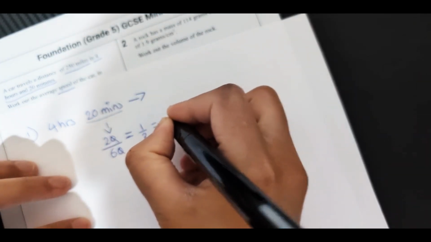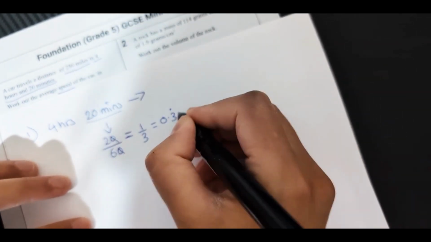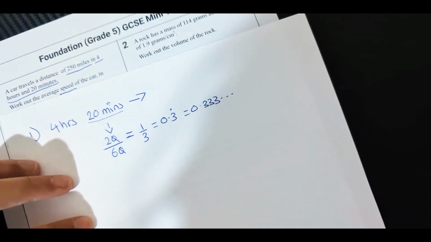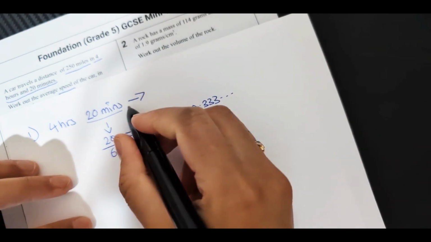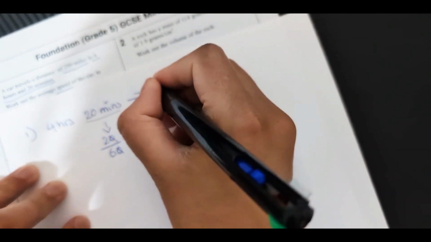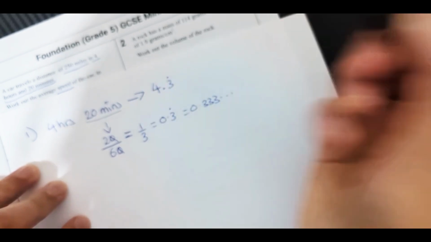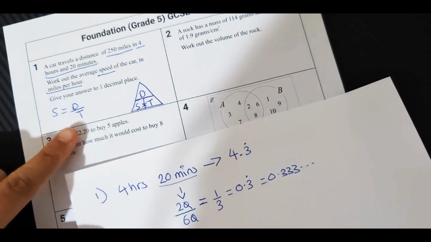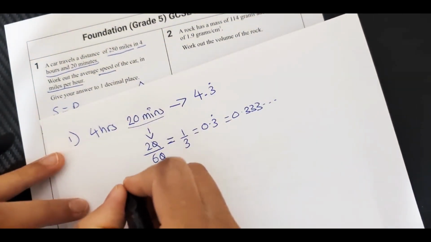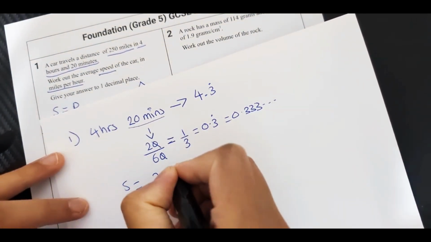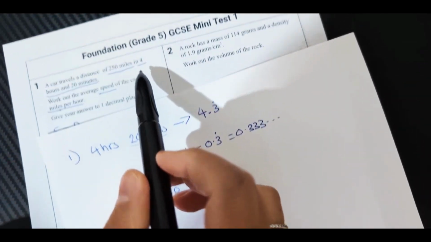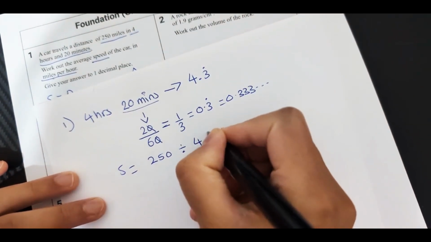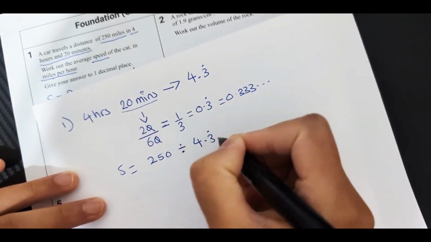And a third as a decimal, which we all should sort of remember, is just 0.3 recurring, which is just 0.3333, infinite number of threes, okay. And if I was to then put that in terms of just hours, it will become 4.3 recurring, okay, as a decimal. And then if I go back to my question, it was speed is distance divided by time, which means I will be doing S equals 250, which is my distance given in the question over here, and divide that by my 4.3 recurring now, okay, which is my new time.